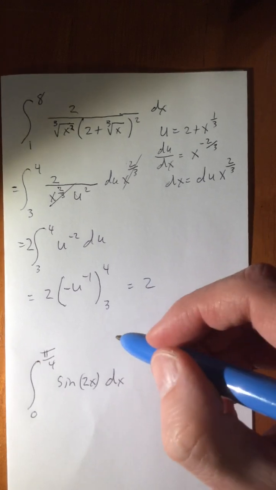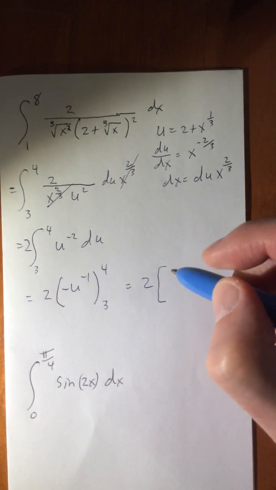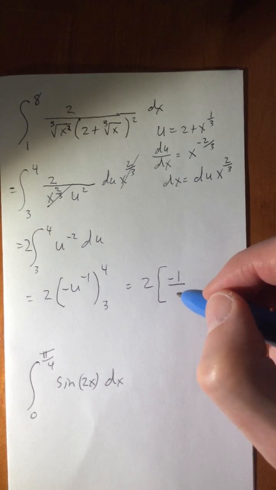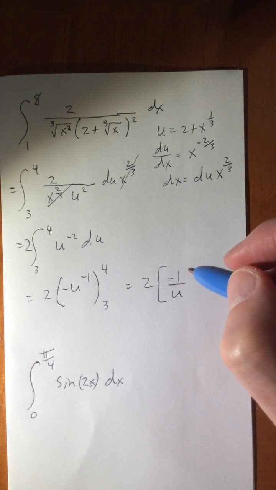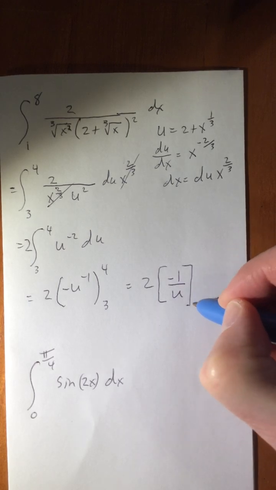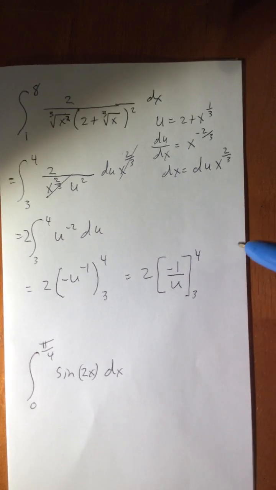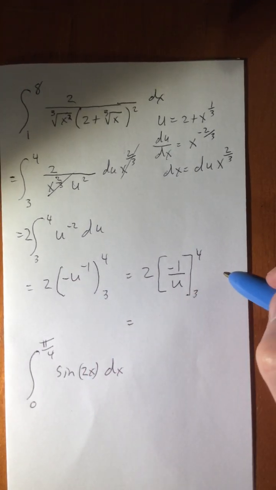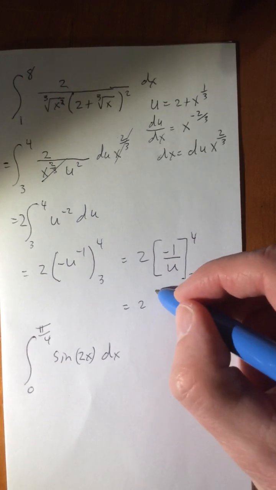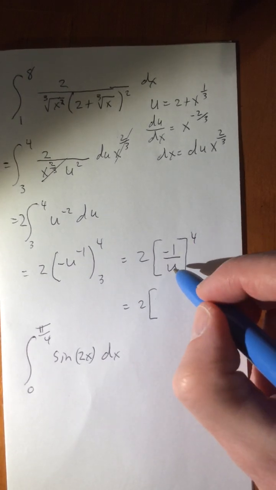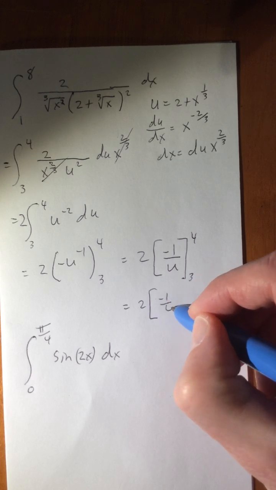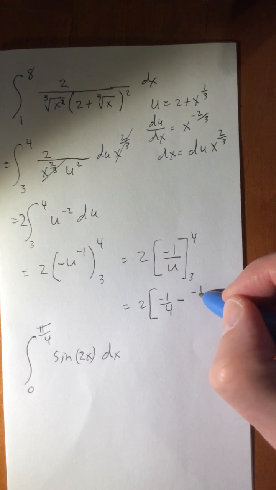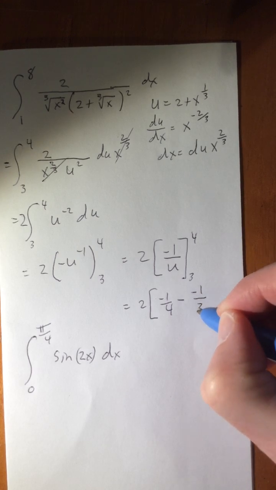So we have 2, and we have negative 1 over u. Just kind of cleaning this up here a little bit so we can work with it better. And then we're just going to now plug in the stuff. So we got 2 times, put a 4 in here, so negative 1/4, minus, put a 3 in here, negative 1/3, oops, negative 1/3, yep.